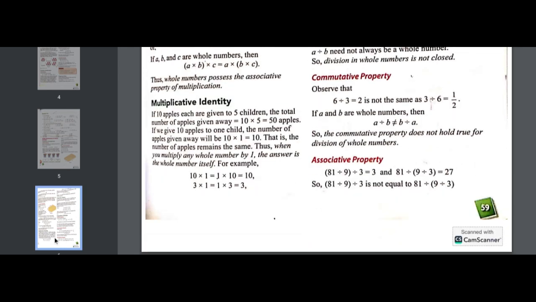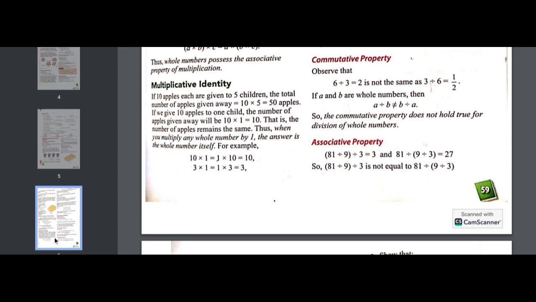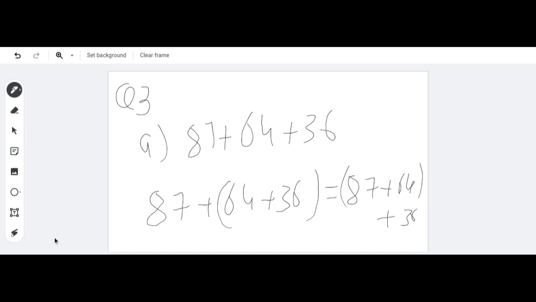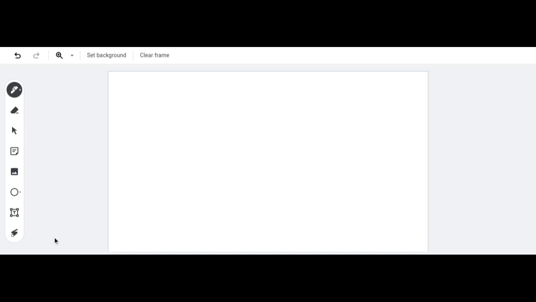And what do you think about the commutative property of division? 6 divided by 2 is not the same as 2 divided by 6. If we shift the numbers, we will not get the same answer. So you can say that the properties of multiplication, I will write here, the properties of addition and multiplication are the same.